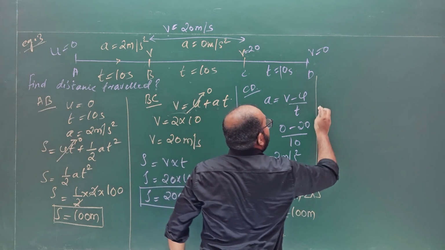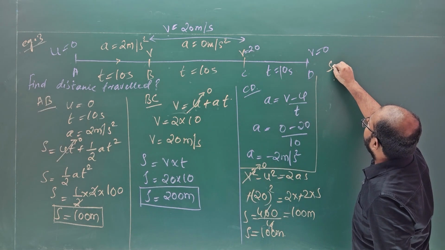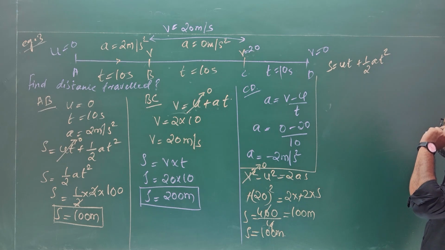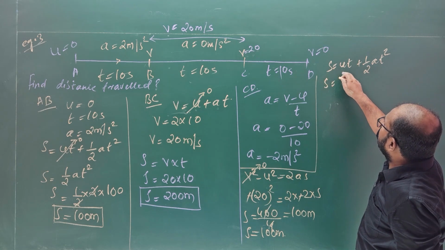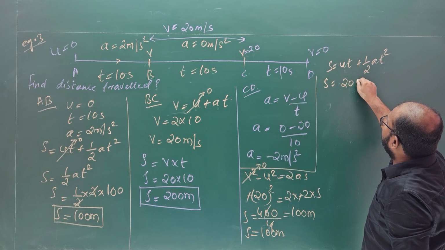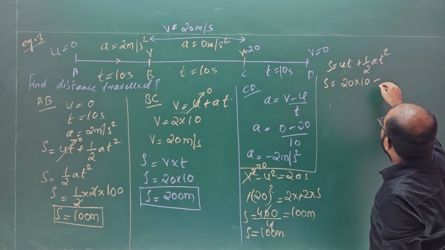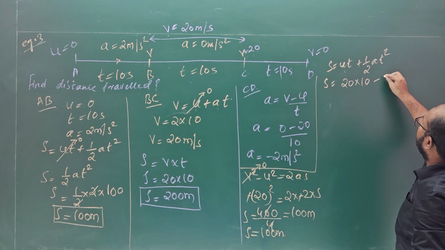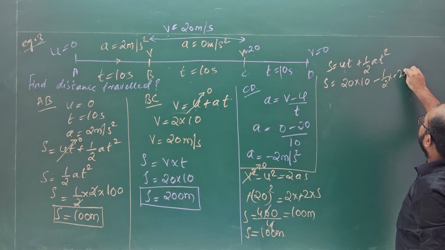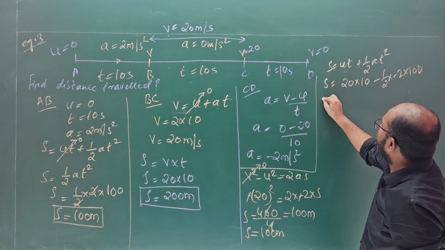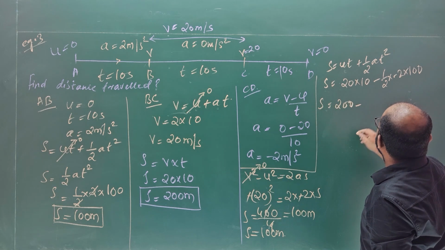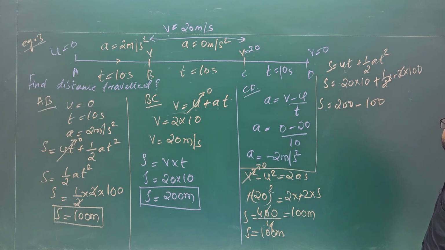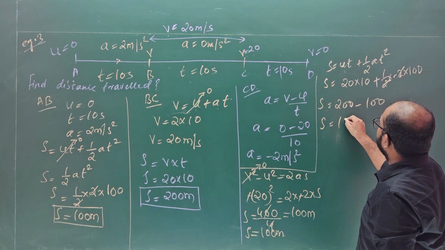100 meter. Similarly, let us now use S is equal to UT plus half AT square for the same. Okay, now we don't know S. So S is equal to U value, again 20. How much did it travel for time? 10 seconds. Plus of, minus of, why? Because the body is decelerating and we got a negative sign of acceleration. So half of minus 2 into T square, that is again 100. So S is equal to 200 minus 100. Okay. So S is equal to 100 meter.